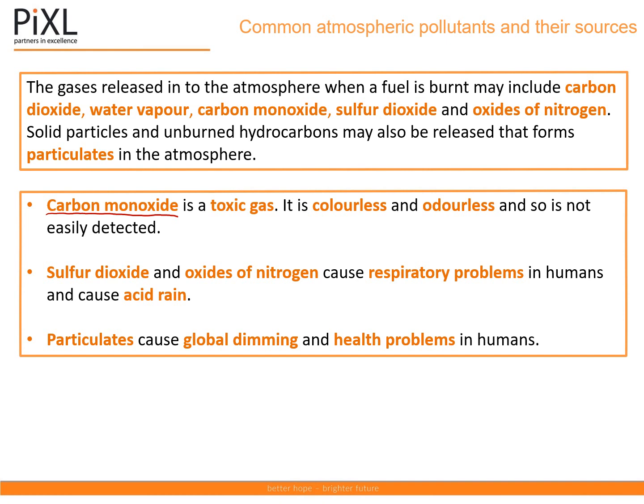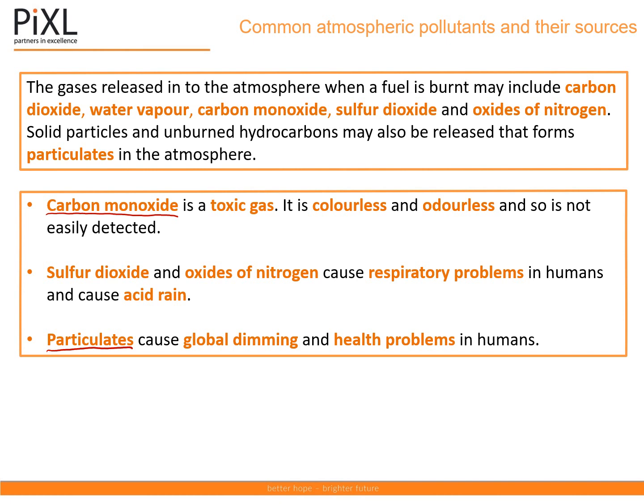Sulfur dioxide and the nitrogen oxides can cause respiratory problems, and also they can dissolve in rain to make acid rain. So it's when the sulfur dioxide or the nitrogen oxides dissolve into the rainwater, as that precipitate falls, it falls as acid rain.